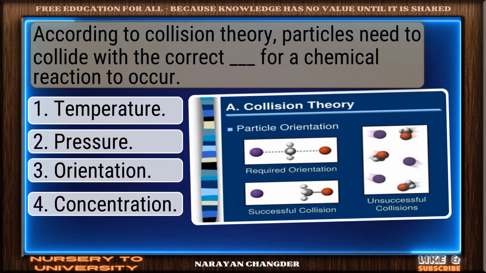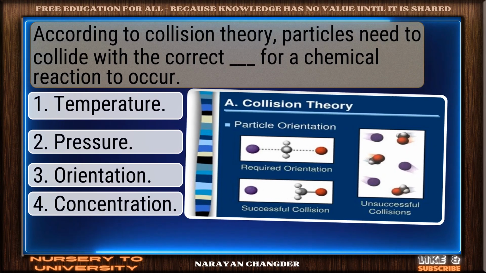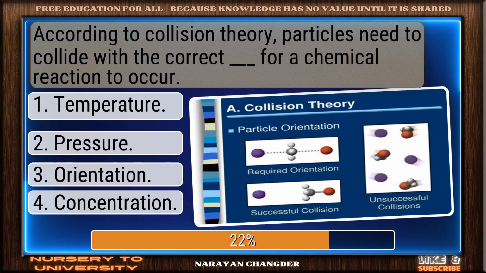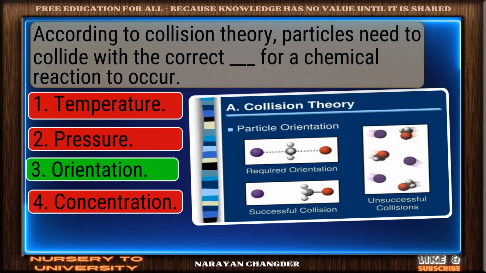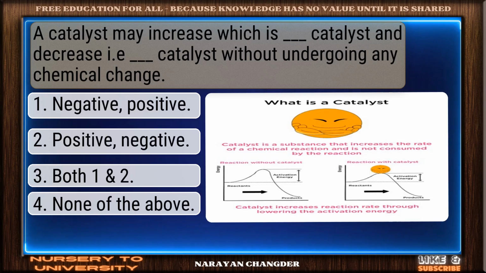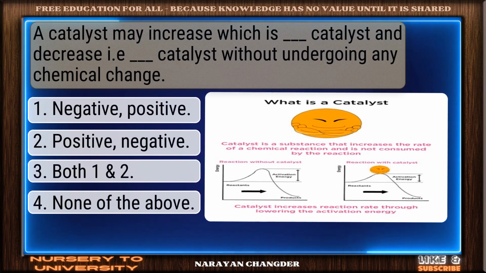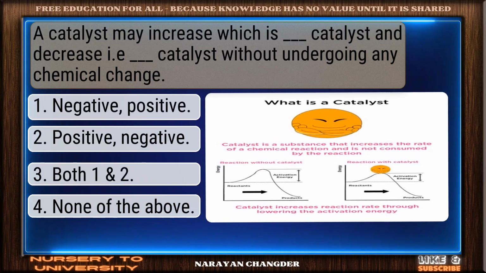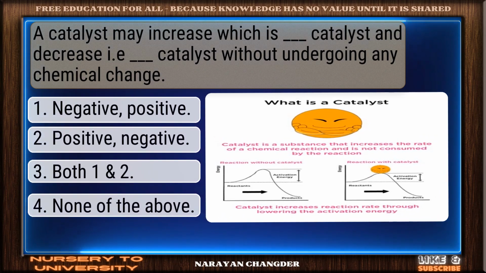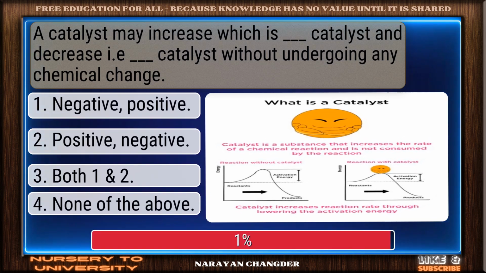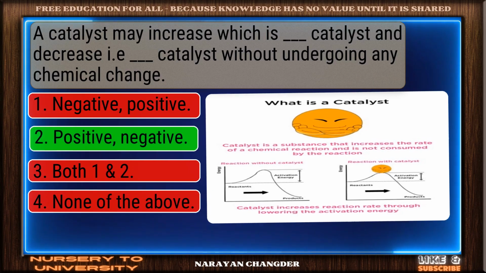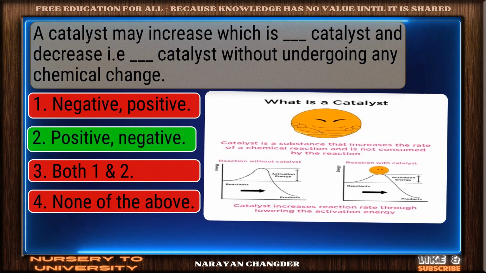According to collision theory, particles need to collide with the correct dash for a chemical reaction to occur. Exactly. Orientation makes sense and it is right choice. A catalyst may increase, which is dash catalyst, and decrease, i.e. dash catalyst, without undergoing any chemical change. Great thinking. Positive, negative is the right choice.